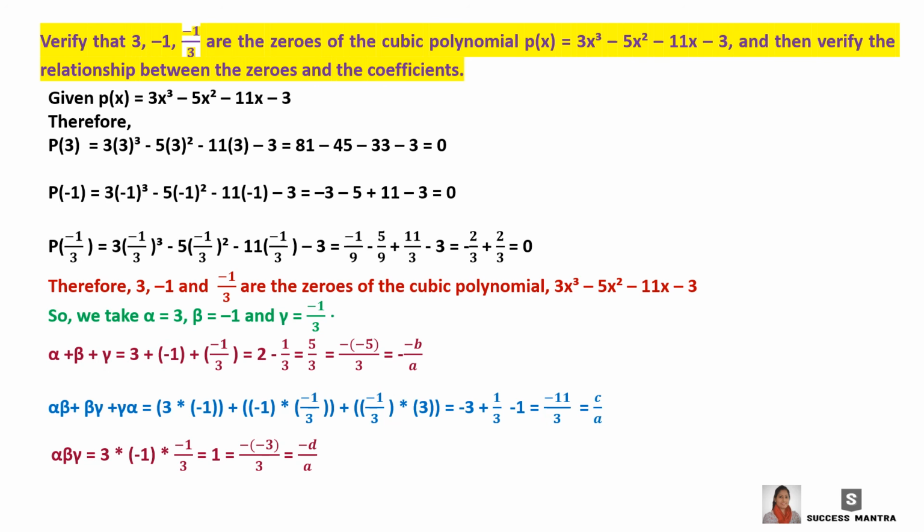Now the last one is alpha beta gamma. We need to know whether it is equal to minus d by a. On substituting the alpha beta gamma values, 3 into minus 1 into minus 1 by 3, we will get 3 divided by 3, that is minus of minus 3 divided by 3. We can do that. So we will get minus 3 divided by 3. So we have proved the relationship between zeros and the coefficients of the polynomial.